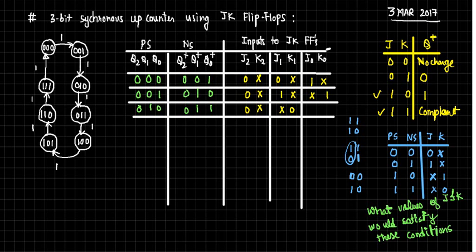The present state will be complemented if J and K are 1. So what does this truth table indicate? No matter how long you give these inputs, it won't do the transition until the positive or the negative clock edge appears. You should always remember that.